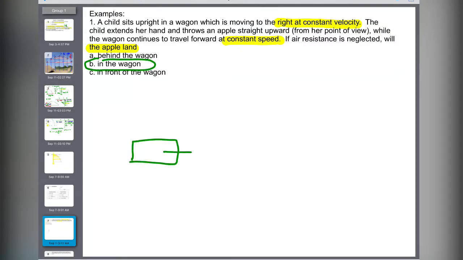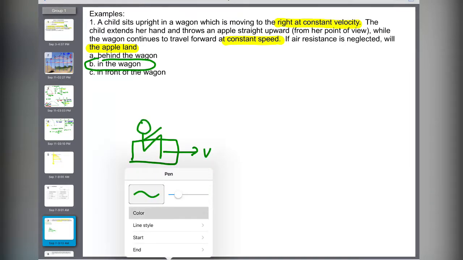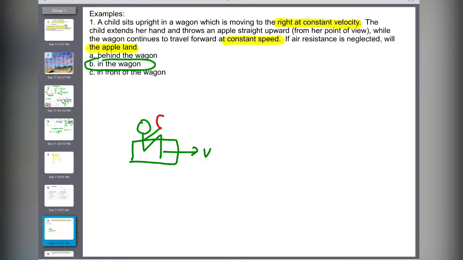The wagon here is moving at a constant velocity while this child is sitting on it with an apple in the hand. Alright, so I'm an artist, you know that. The wagon has wheels. So what that means is the apple also would have the same velocity as the cart, because the apple is moving in the wagon. The key thing to keep in mind is that the X motion, the horizontal motion, is independent of the vertical.